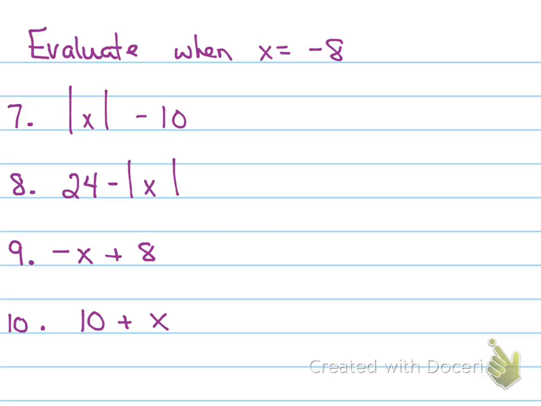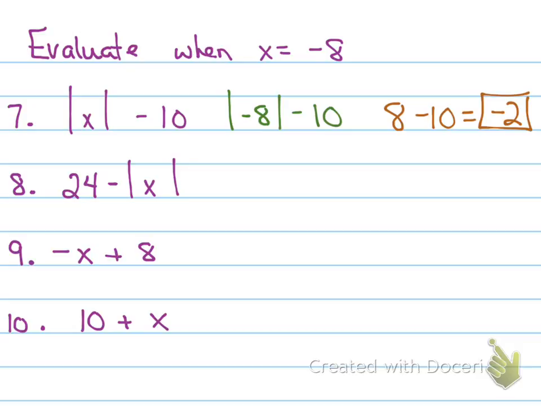On number 7, I'm taking the absolute value of negative 8. Guys, show this step. Look up here. Show this step. If you try to do this step in your head, you are leaving yourself open to making a mistake. Because now that I can visually see I'm taking the absolute value of negative 8, what is the absolute value of negative 8? It is just 8. So now 8 minus 10 is negative 2.